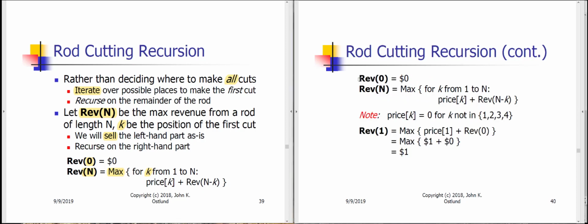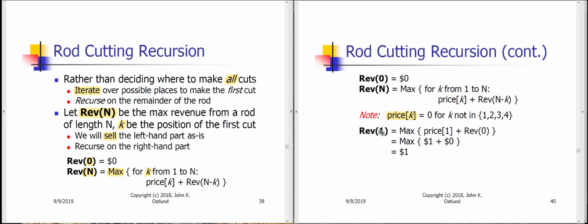Okay, so let's look at some specific values of N, that is, specific lengths of rebar that we get from our supplier, and we'll figure out what the maximum revenue that we can get is from chopping that rebar up and selling it to our customers. The top part of slide 40 just repeats our recursive formula with the little note here that price sub k is going to be 0 except for cuts k in the 1, 2, 3, and 4 foot lengths.